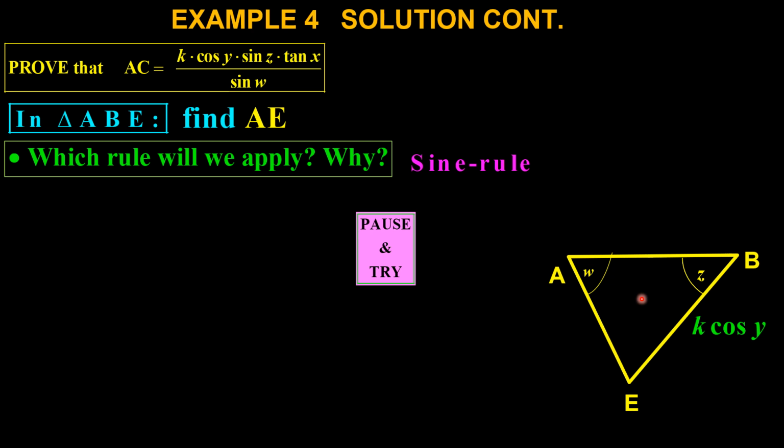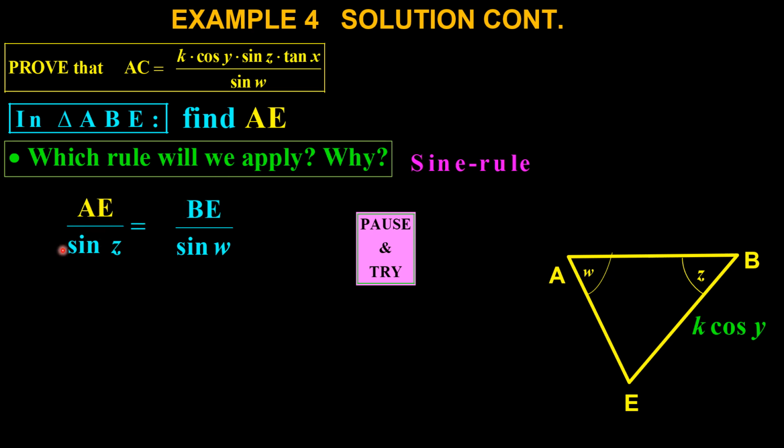So let's see. We want AE. So AE over sine of Z. And the other measurement is BE, so it will be BE over sine W. Don't write down K cos Y, just keep it as BE at the moment. It's much easier, just keep it as BE.